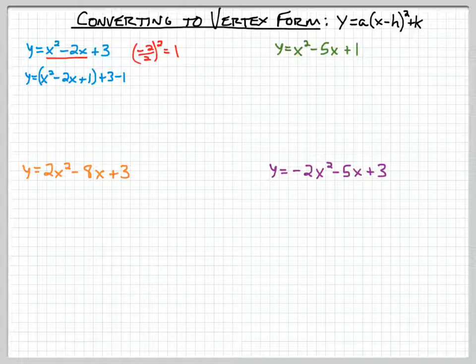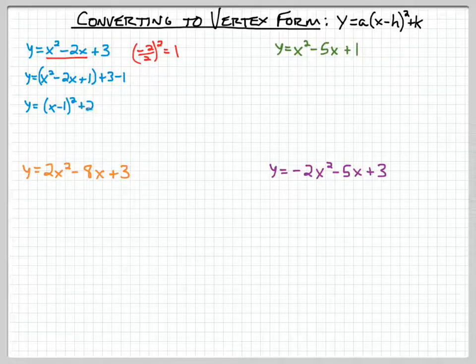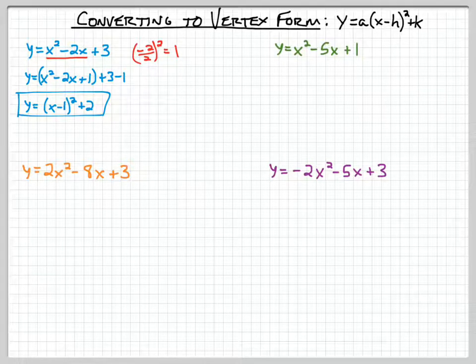So at this point we could just factor our perfect square trinomial, and we get x minus 1 squared, simplify the 3 minus 1, and we get 2. And we have this converted to vertex form.